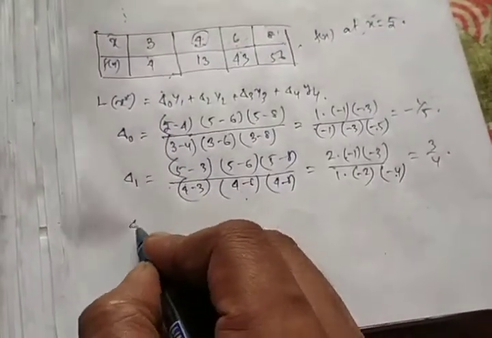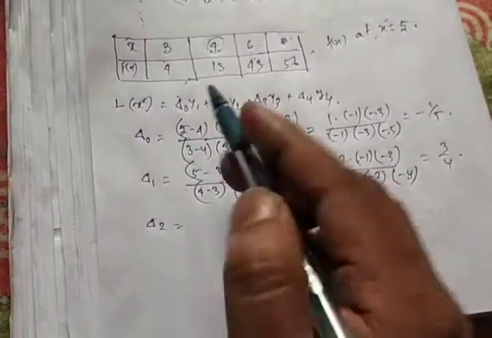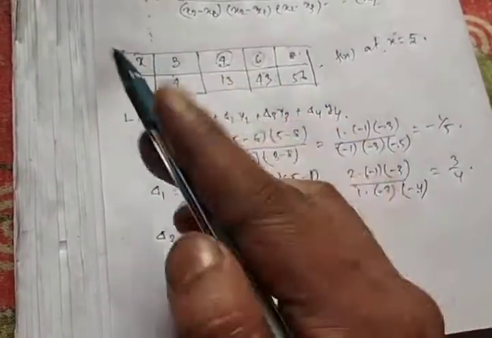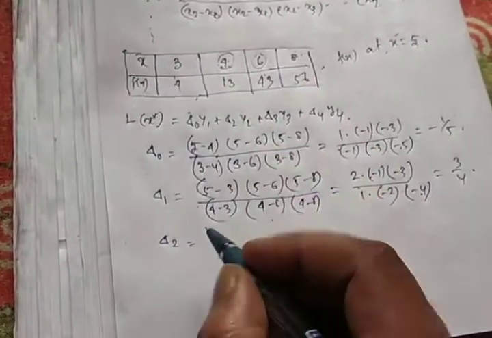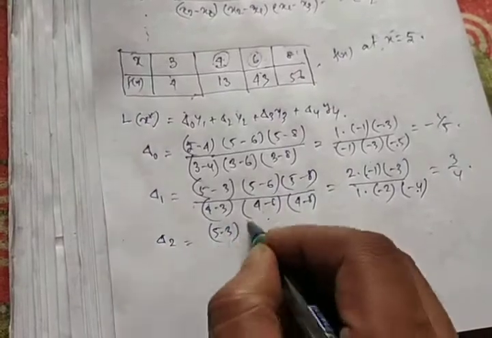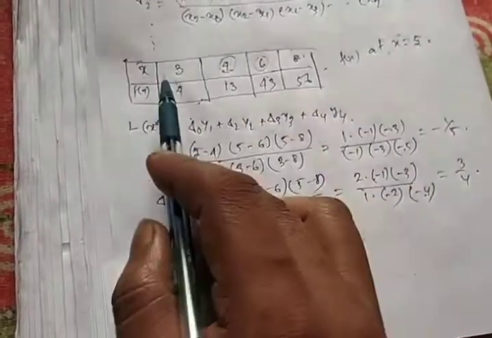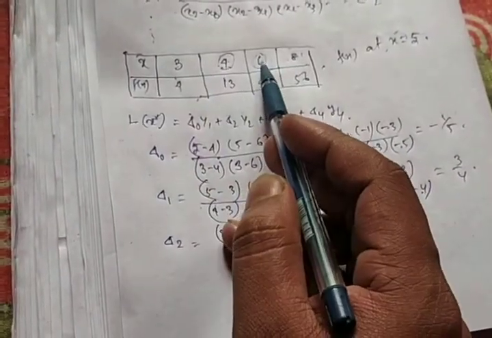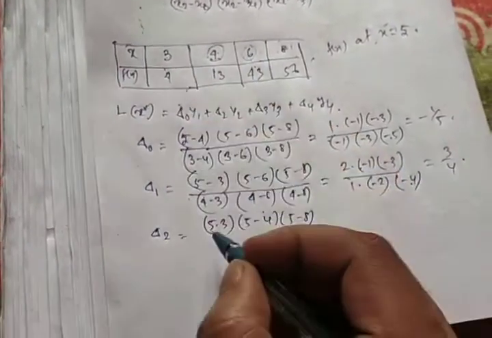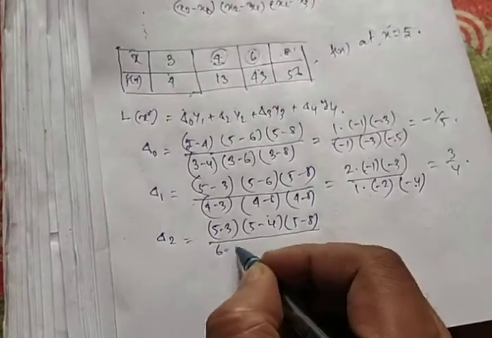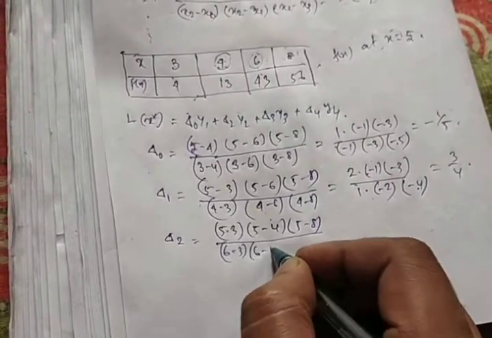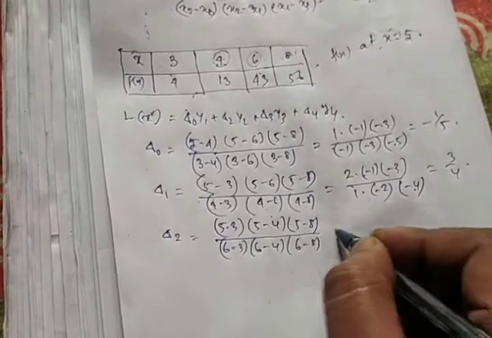Okay, delta 2 equals to, so this is from x2. So 5 minus 3, 5 minus 4, 5 minus 8, and the differences from x2: 6 minus 3, 6 minus 4 and 6 minus 8.